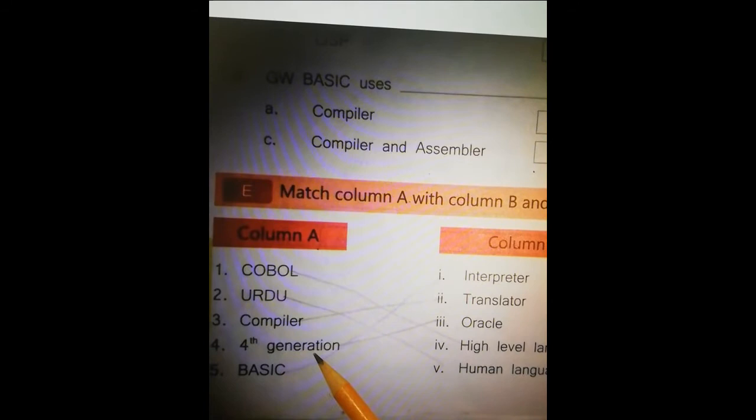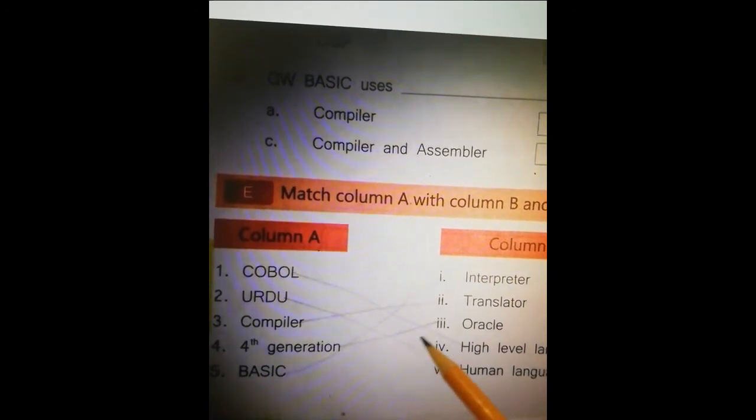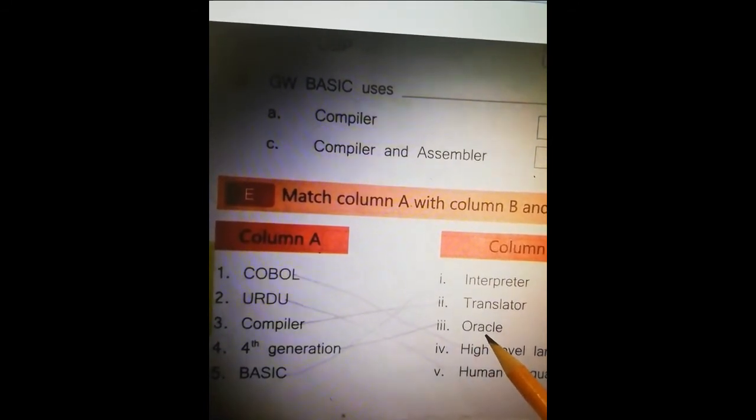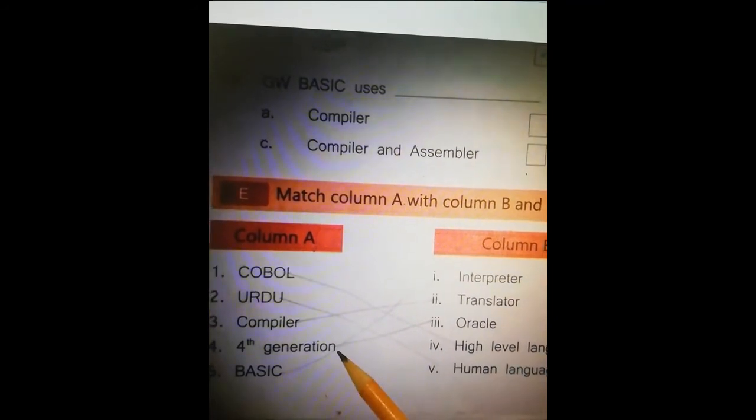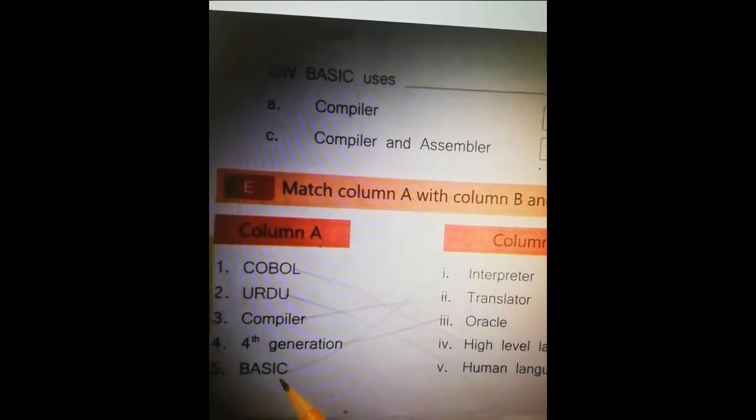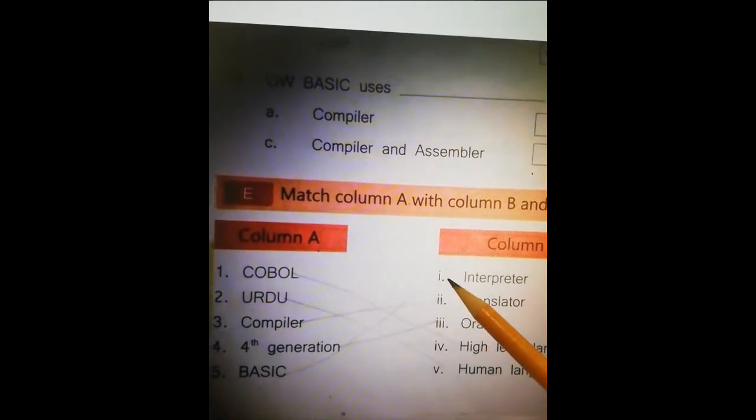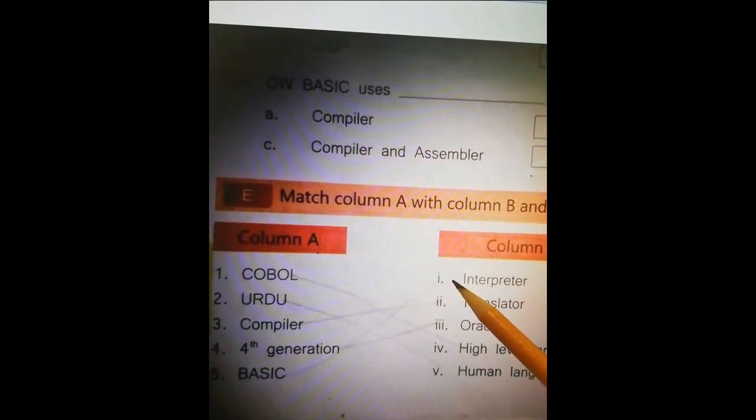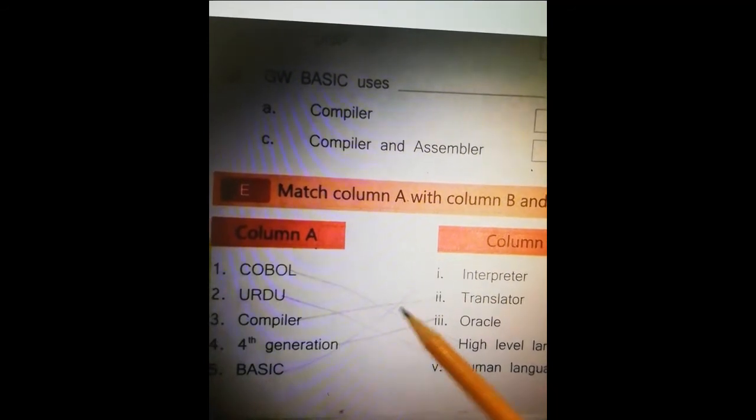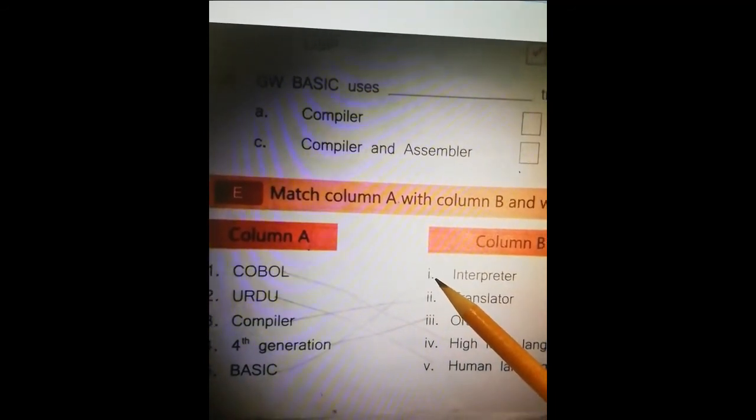Fourth generation. Fourth generation is the Oracle. Oracle is the 4th generation language. Number 5. Basic. Basic is interpreter, so match with the number 1, interpreter.